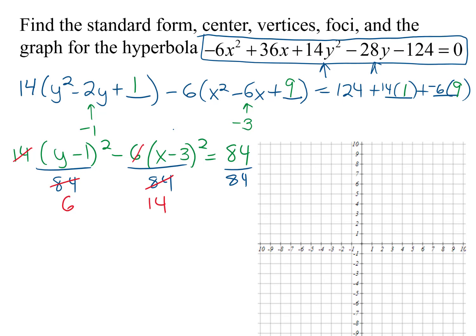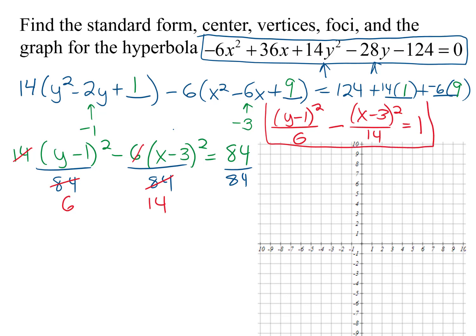I'm going to write it above the graph here. So it's going to be y minus 1 quantity squared over 6 minus x minus 3 quantity squared over 14 equals 1. So there is my standard form.